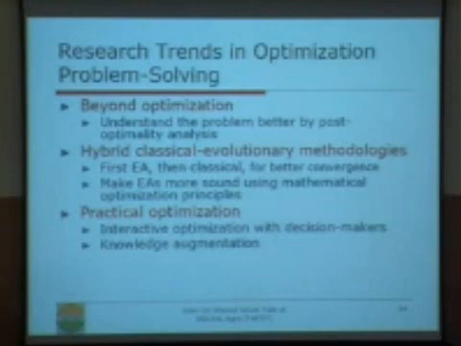Like I just mentioned, the hybrid: starting with the GA, following up with a classical method. Practical optimization is a little different. You need to use interactiveness and also knowledge augmentation in your problem algorithm. I believe in this strategy.